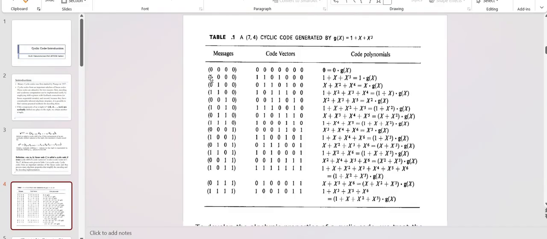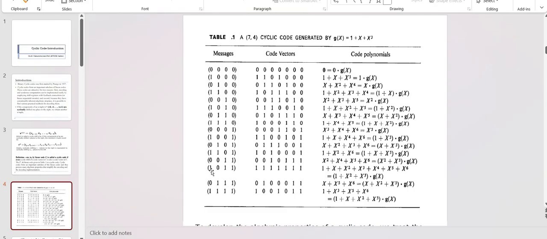Second one, let us consider 1000, which indicates 1 only. The message is 1 only, and g of x is 1 plus x cube. So 1 into g of x. Let us consider this message, 1110, which means 1 plus x plus x square, into g of x. By multiplying this g of x with the message, you will get 1 plus x plus x square plus x cube plus x raised to 4 plus x raised to 5.